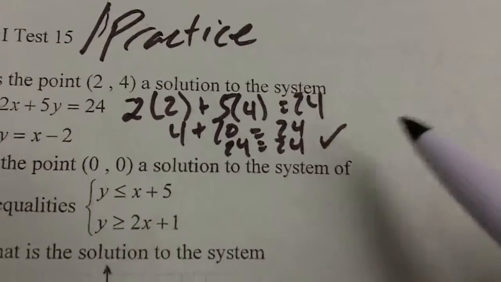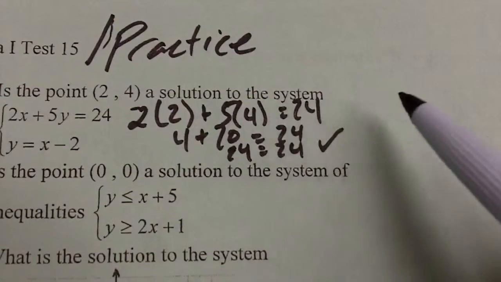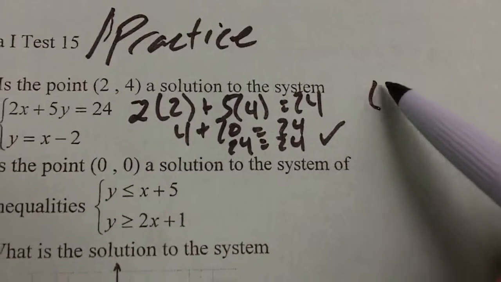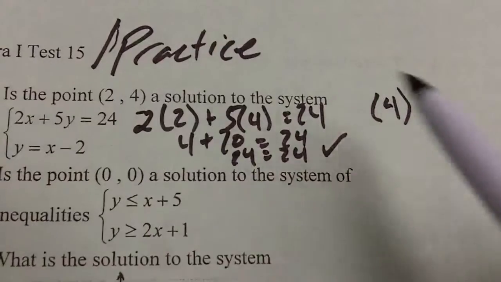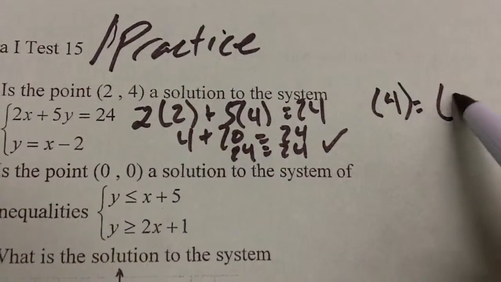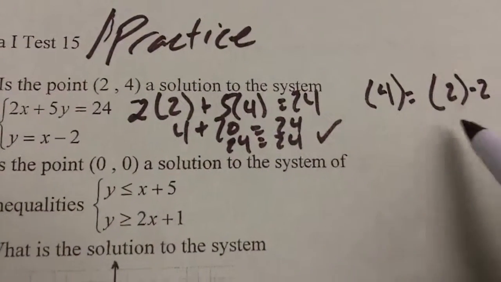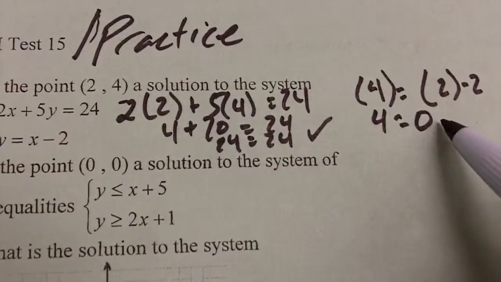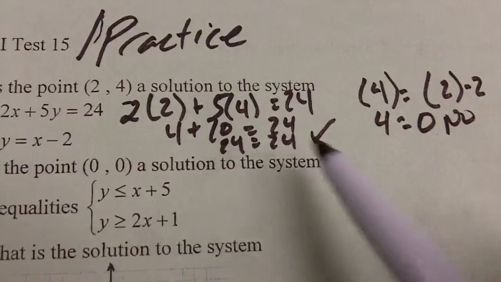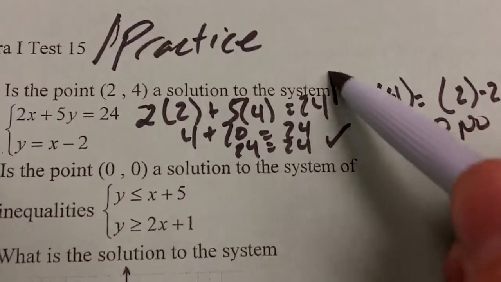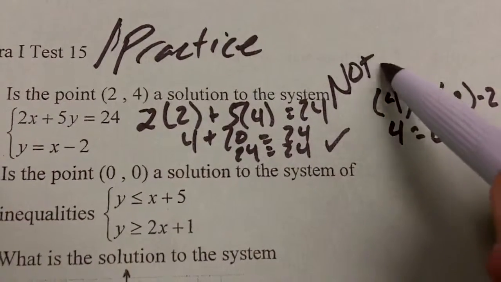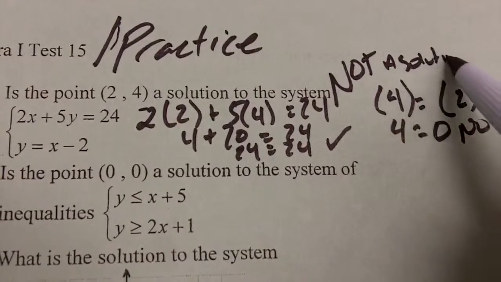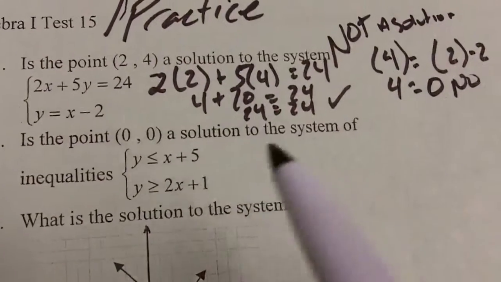Got to make sure it works in the second one. So I'll rewrite the second one. It says y equals x minus 2. So for y, I'm going to put in 4, because that's what y is, equals x, which is 2, minus 2. 4 equals 2 minus 2, which is 0. Does 4 equal 0? No. Since it doesn't work in both of them, is it a solution? No, not a solution. So all you do is check it in both of them, see if it works. If it doesn't work, not a solution.